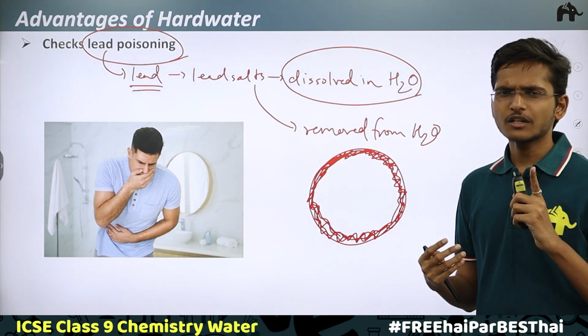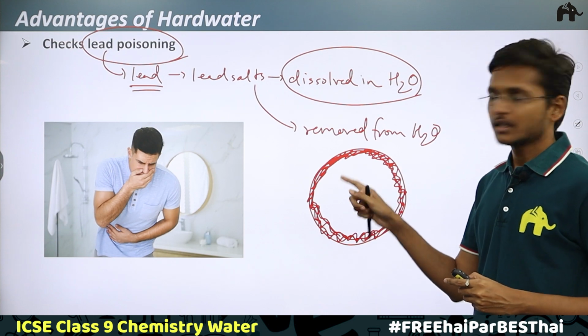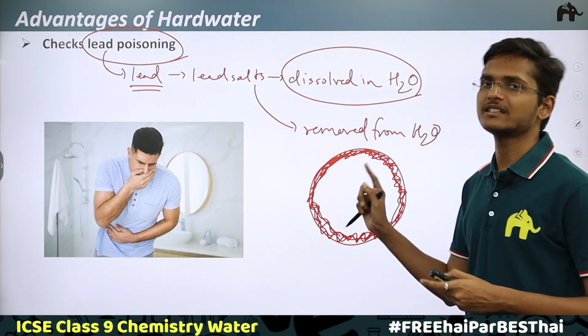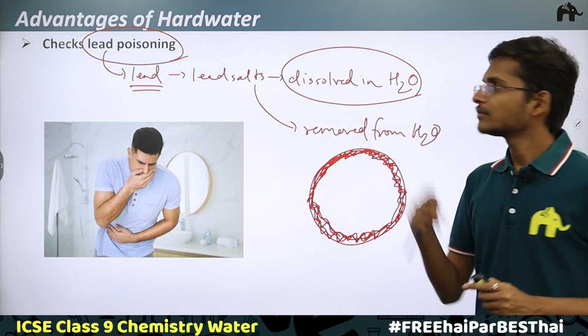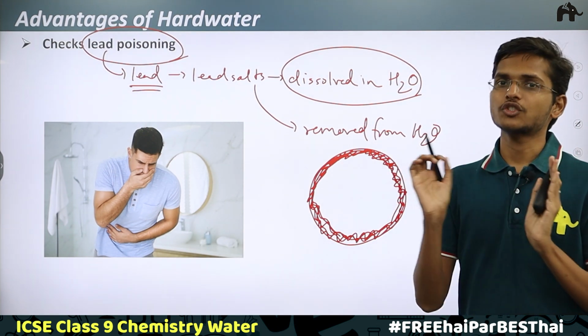Clear? Got this point? Hard water can just indicate that the lead pipes are leaching, or the lead from the pipes is leaching. Clear? Now moving ahead to the disadvantages. Let's see what the disadvantages of hard water are.